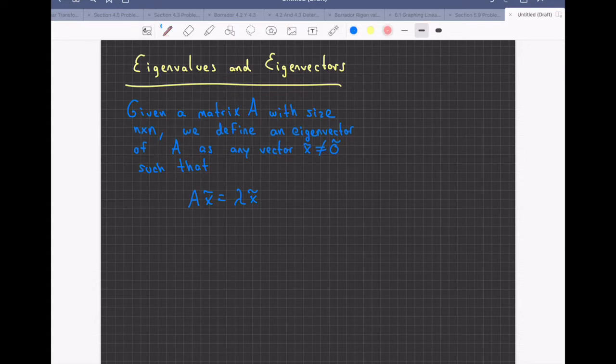This symbol is the lowercase Greek letter lambda. So we say that this is called an eigenvalue. Well, first, let me write how this is written. You read this as lambda, the lowercase Greek letter lambda, and lambda is called an eigenvalue. Okay. Lambda can be a real or complex number.